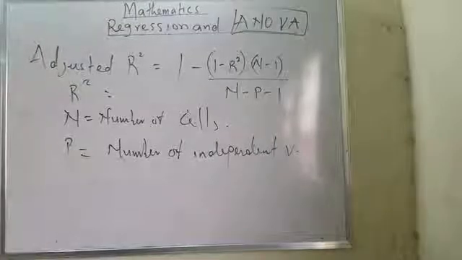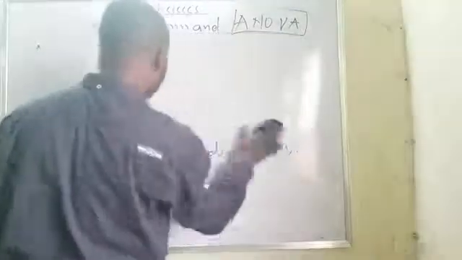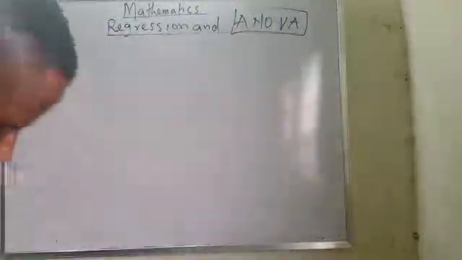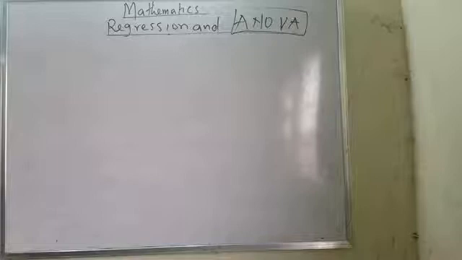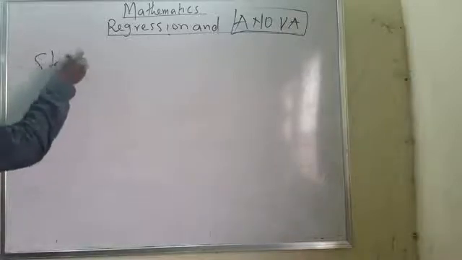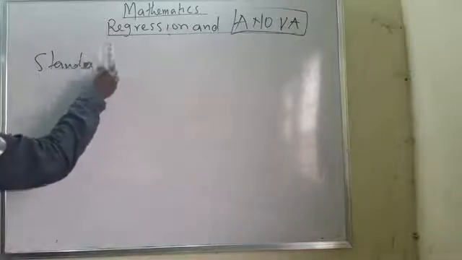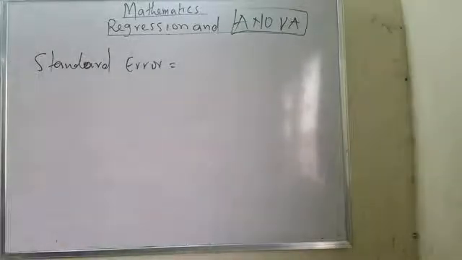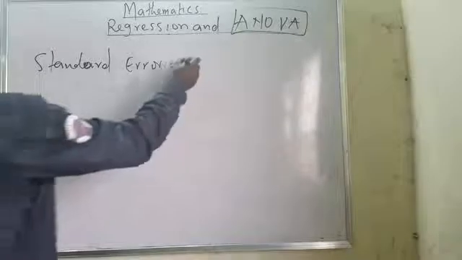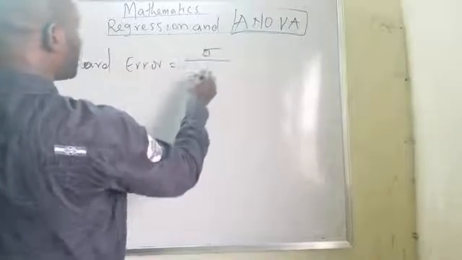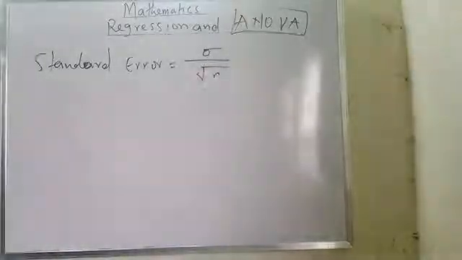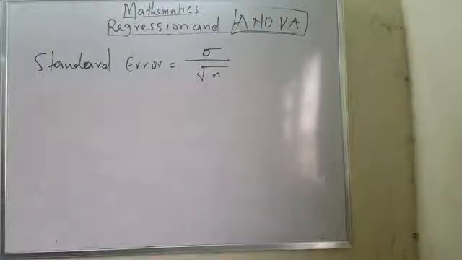Okay, the next thing I want us to work on before we close this is called standard error. How do I get my standard error? It's very simple. My standard error is always equal to the standard deviation divided by the root of n. That is my standard error.